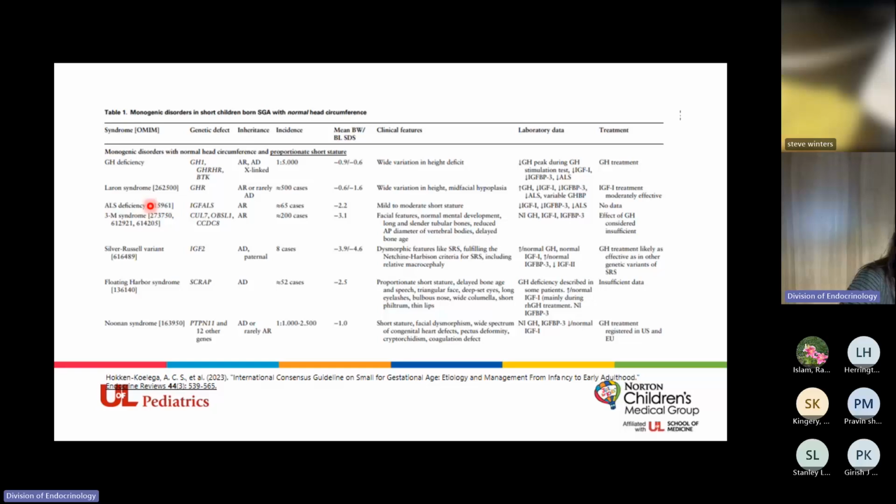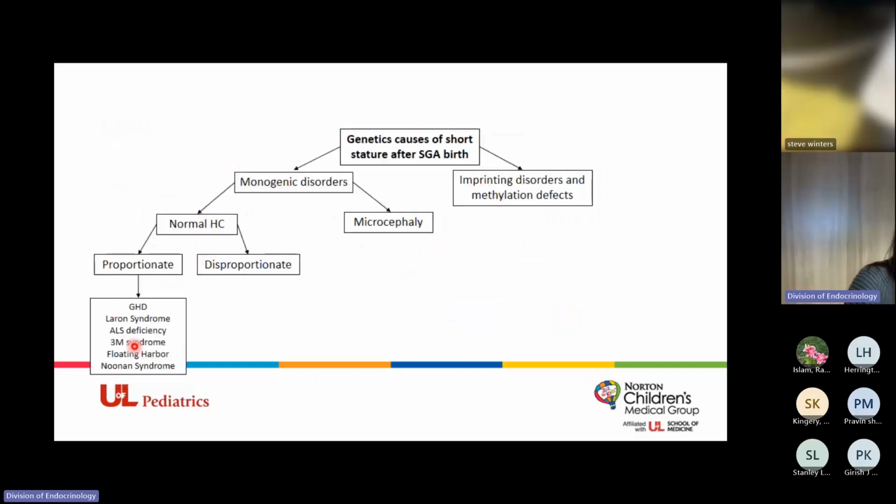Now, ALS deficiency, 3M syndrome, Russell-Silver syndrome. This is typically caused by a methylation defect, but there's a handful of cases that have been reported due to mutations in IGF-2. Those typically present with significant IUGR and SGA birth. Similarly, floating harbor syndrome. And then last but not least, Noonan syndrome can present with SGA birth, but not typically.